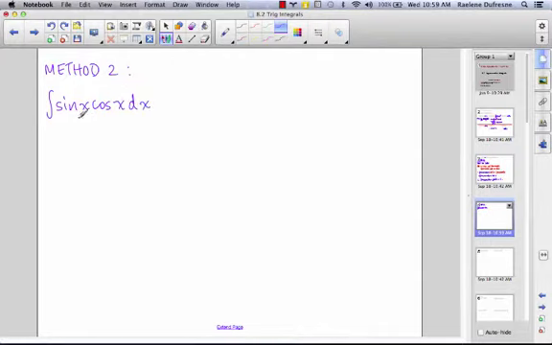We can recognize that the derivative of one of the functions or factors is already here, and so we could use method of substitution for either sine x or cosine x to be the new variable. I know that sine x's derivative is cosine x, meanwhile cosine x's derivative is negative sine x. But since I don't have the negative, I'm going to choose t equal to sine x. And therefore dt is equal to cosine x dx.